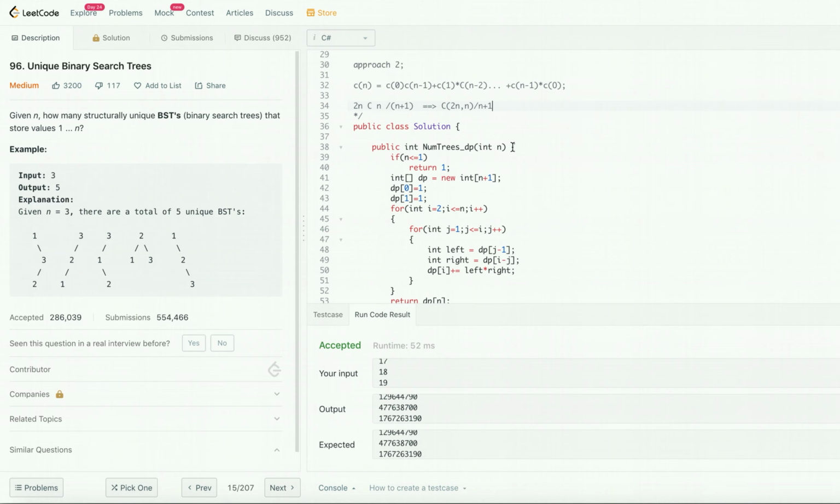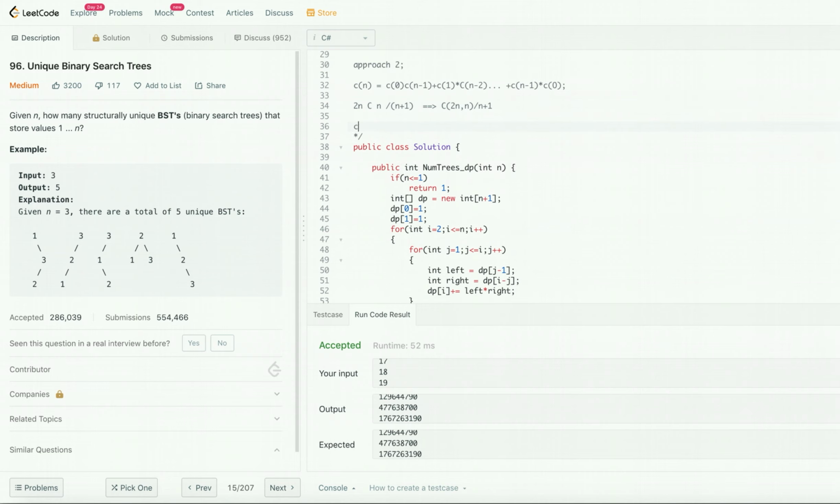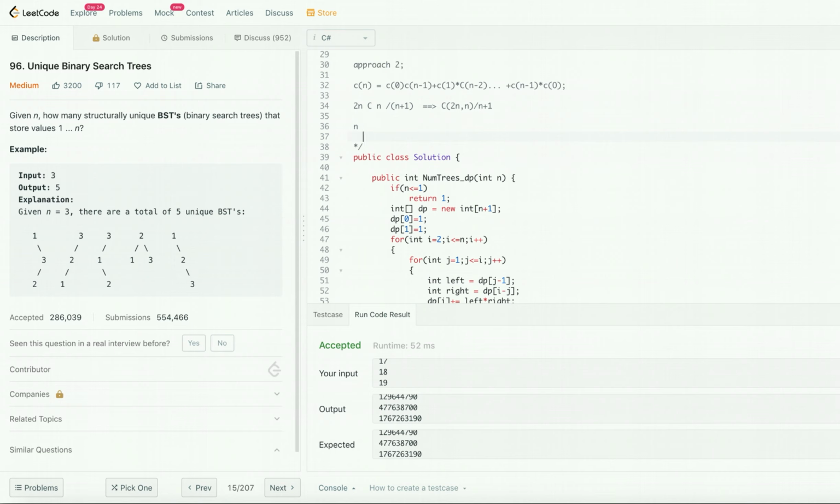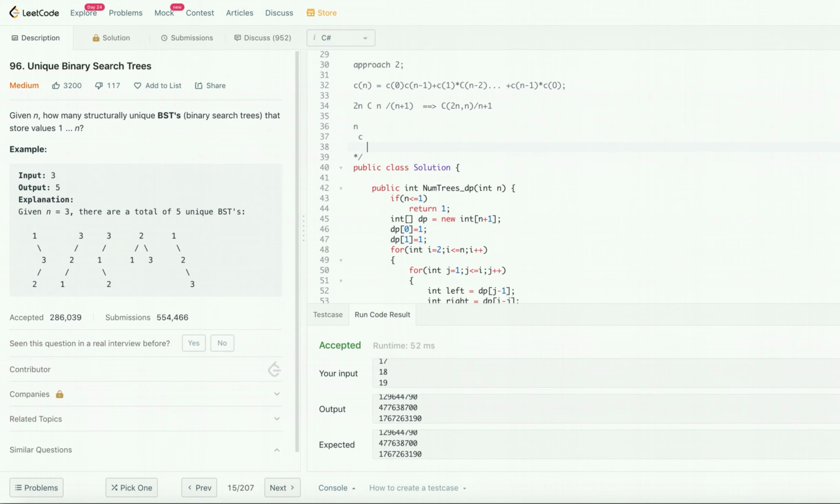So if you know what is the formula for NCR, right. So if this makes real sense for people, NCR, which is equal to n factorial by r factorial into n minus r factorial, right. So that is what is the formula.